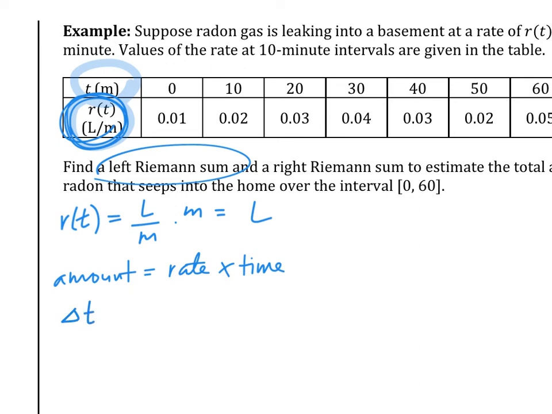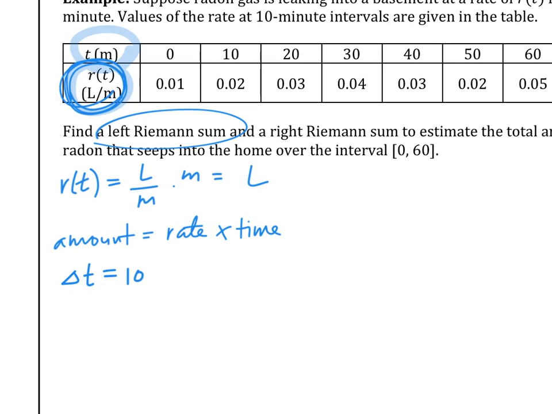All right. In this case, there is no delta x. We have delta t. What's delta t? 10. Oh, look, I thought I said 10. Okay. 10. Yes. Let's try left Riemann sum. I said 16 versus 10. Okay.